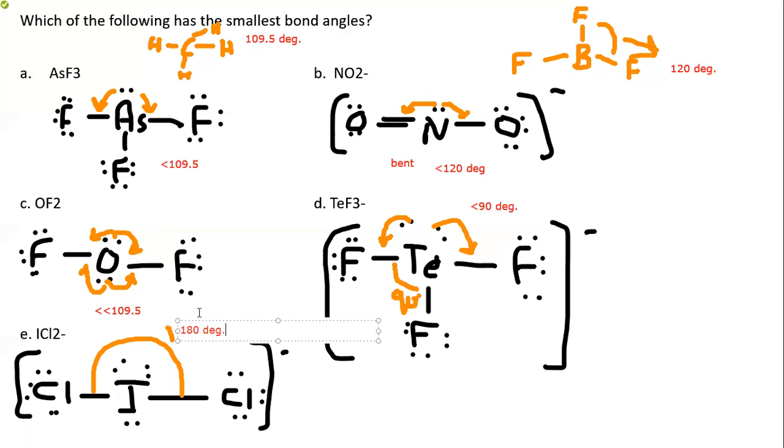Because it's a linear geometry. Anything that's linear geometry, the bonding pairs are going to be 180 degrees apart. And for anything linear, you're going to have only 2 bonding pairs. So the one with the smallest bond angles would be D.